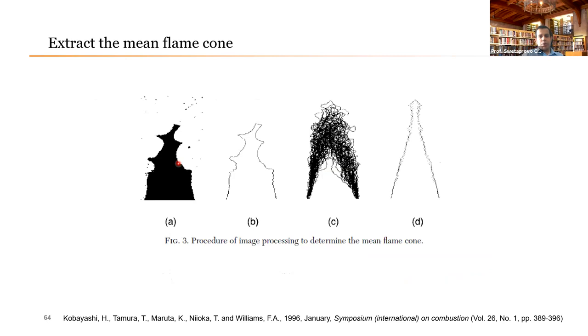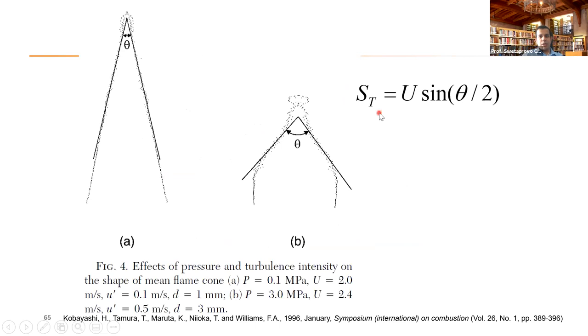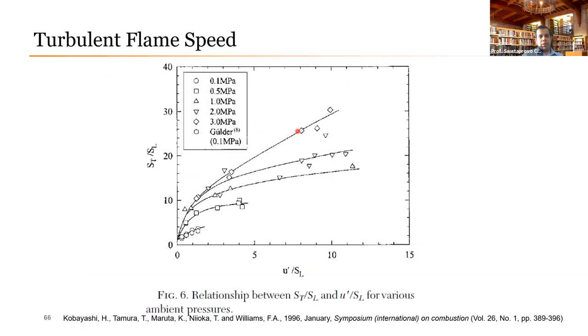And the way you define the turbulent flame speed for this kind of flame is the following: by doing Mie scattering, one can extract the flame edge, and then average it over several realizations. And from that, they can find the location of the mean flame cone. And from that, you can define ST as essentially U times sine theta by two. From measuring the inlet velocity and this flame angle, one can measure the turbulent flame speed. And this is what they got, turbulent flame speed as a function of u prime by SL. Of course, you see that u prime by SL alone is not able to collapse the data for different pressures, which suggests there must be an effect of the length scale ratio, that is the integral length scale to the flame thickness, that is involved in this kind of situation.